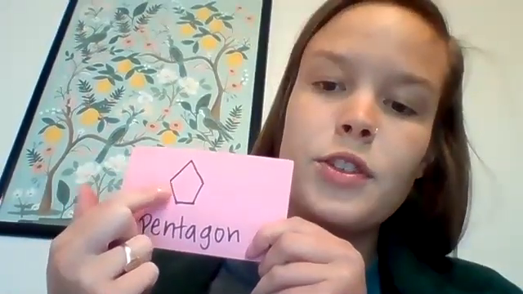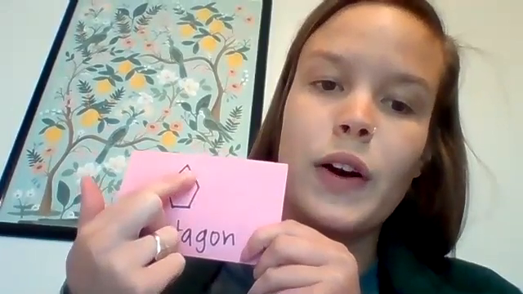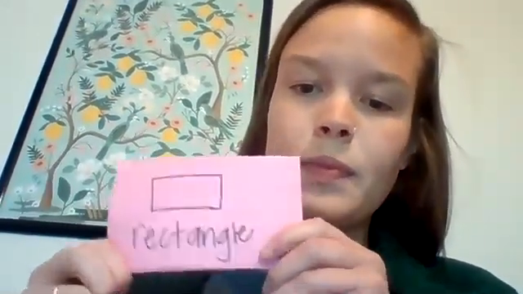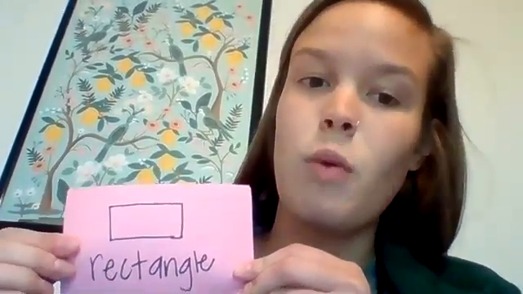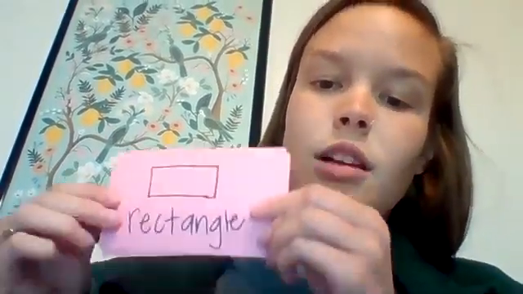Let's count how many sides it has. 1, 2, 3, 4, 5. So a pentagon has 5 sides. All right. Oh, the rectangle. Good job. I'm sure you all know this one, the rectangle. And it has 1, 2, 3, 4 sides. And this one, 2 of them are long, and then 2 are short. That's how we know it's different than a square, because 2 of the sides are going to be long and 2 of the sides are going to be short.